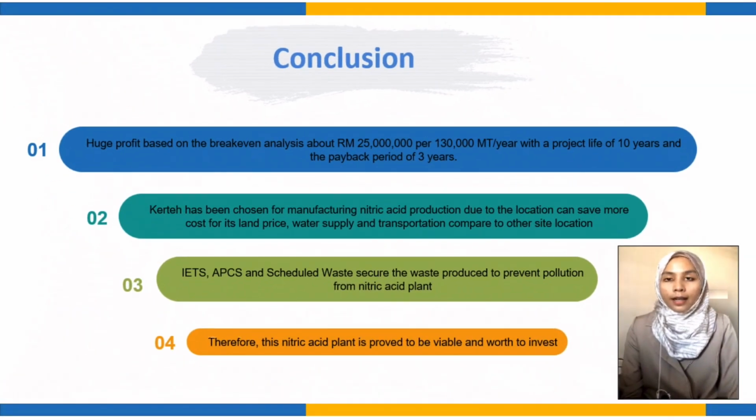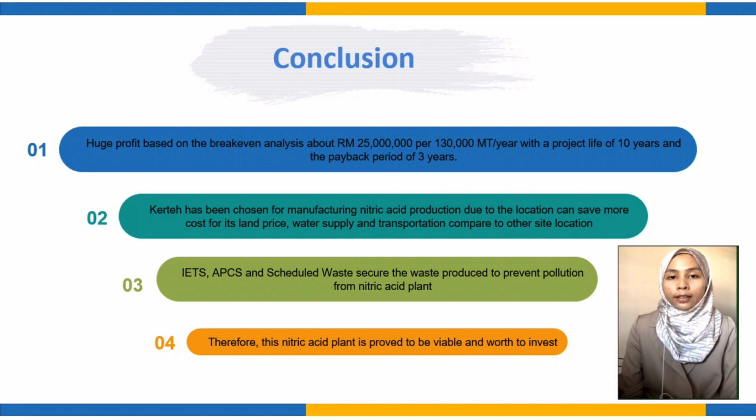As for the conclusion, it is evident that our plant will obtain a huge profit, about 25 million ringgit, for 130,000 metric tons per year of nitric acid production, with a project life of 10 years and a payback period of 3 years. Apart from that, our site location, which is Kerteh Industrial Area, is found to be the strategic site location due to its cost of land, raw material availability, transportation, and water supply compared to other site locations.